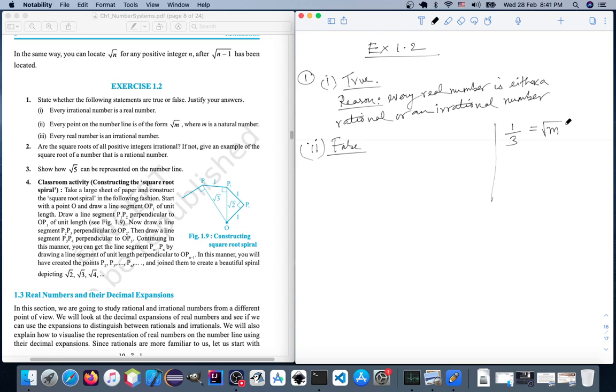So a rational number in the form p by q, where it is not an integer, like 1 by 3, or let's say 2 by 6, 3 by 7, like that. These kinds of rational numbers cannot be represented in the form of root over m, square root of m, where m is a natural number. So definitely this is false.